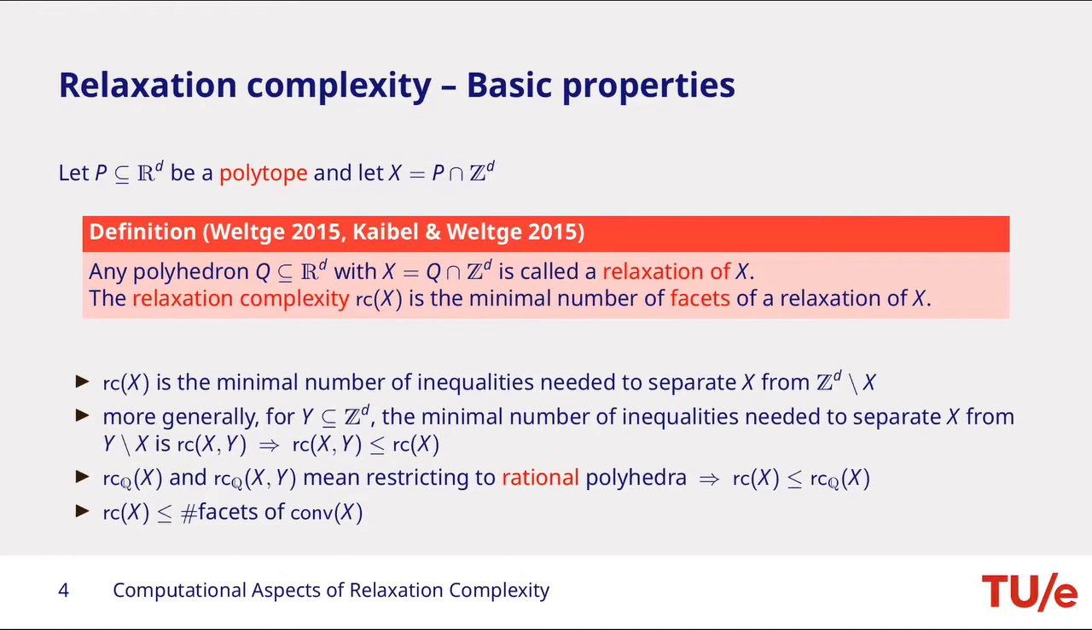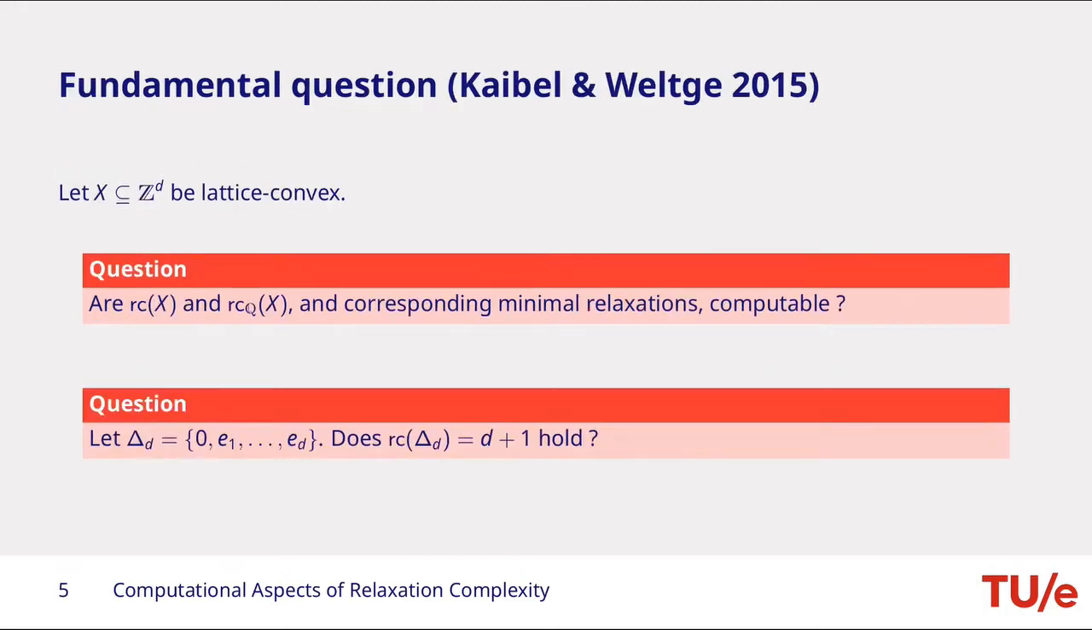But good news, at least these two quantities, the relaxation complexity and rational relaxation complexity, are finite, because we can find a trivial upper bound just given by the number of facets of the convex hull of the set X. And in this presentation, I want to focus on two questions that have been raised by Kaibel and Weltge.